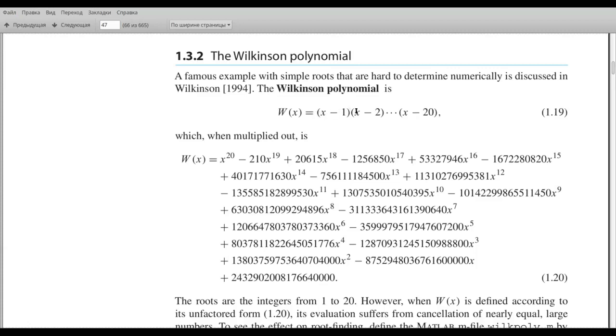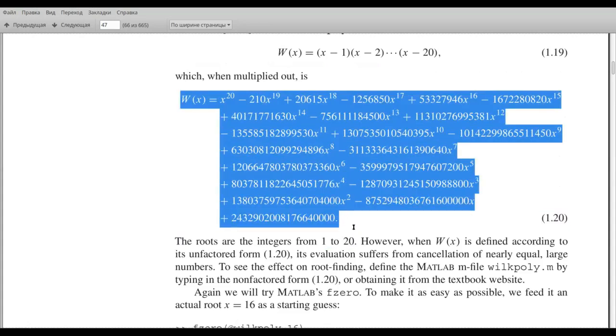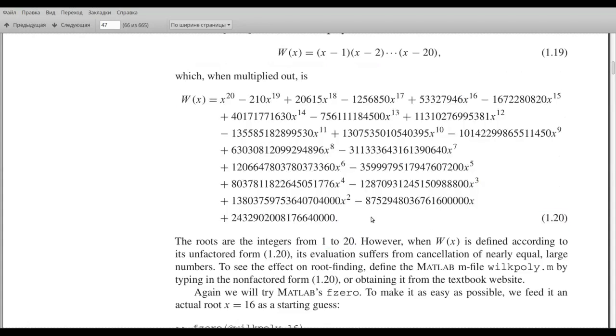So it's just x minus 1, x minus 2 multiplied by x minus 3, and so on till x minus 20. So if you open all the brackets, so multiply all the brackets inside, this is what you will get. So this is how it will look.